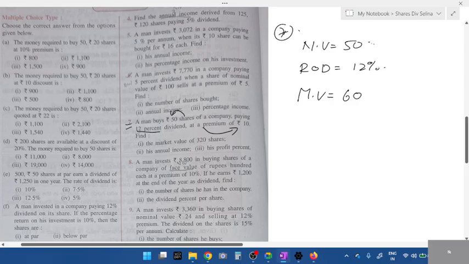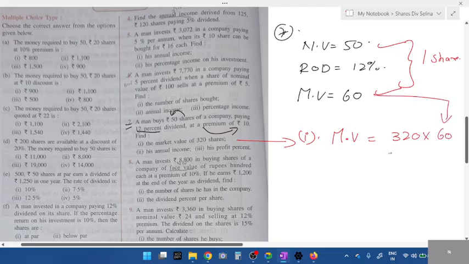Remember this, students: nominal value and market value are both just for one share. What have they asked us to find? Market value of how many shares? Multiply 320 into 60. For one share it is 60. For 320 what will you get? Yes, rupees 19,200.